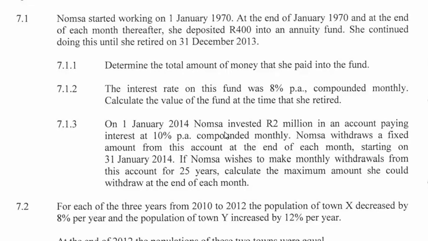How would you calculate the total amount of money that she paid into the account? Would it be an annuity formula? Would it be a growth formula? Would it be something completely different?